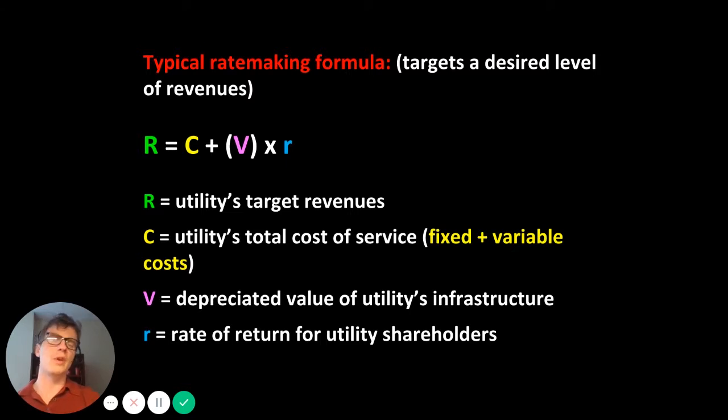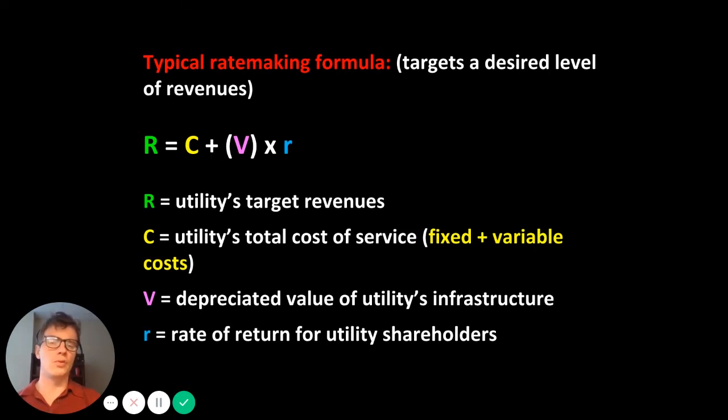So here's a typical rate-making formula that a utility commission would use to help set electricity prices. And the way we start with this is try to figure out how much revenues a utility needs. And then we go from the target amount of revenues and we back out an estimate of the retail price that they would sell at. And this formula in general says R is equal to C plus V times R, where R is the target revenues that a utility needs to cover 2 things.